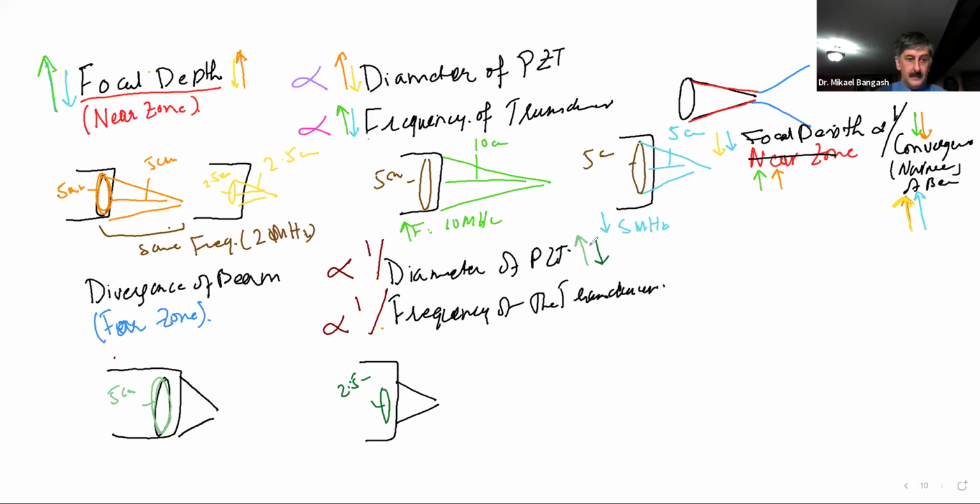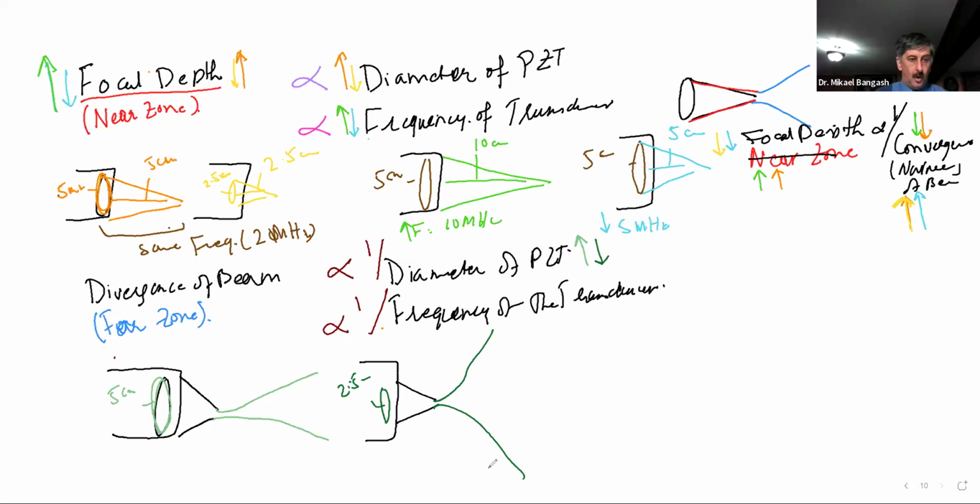So since they're inversely related, we can mainly say that the beam with a greater PCT is going to diverge slowly, whereas the beam with a small PCT is going to have a greater divergence.